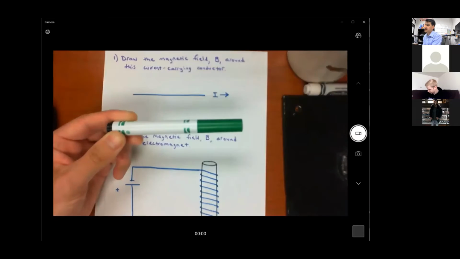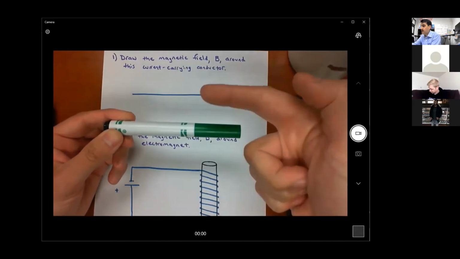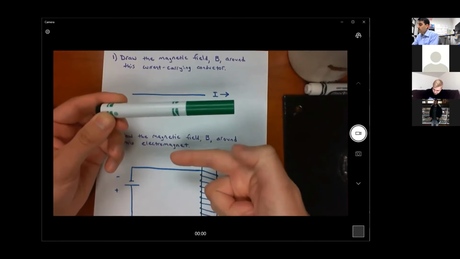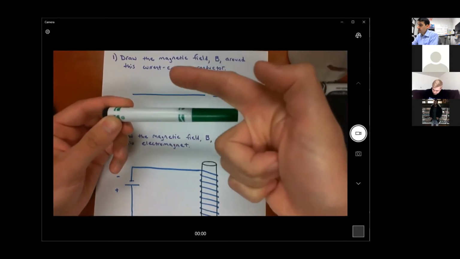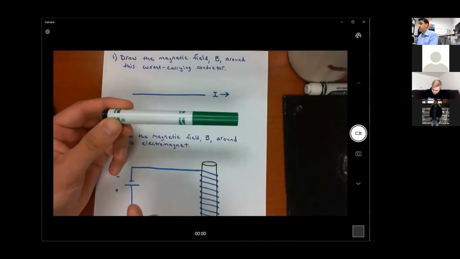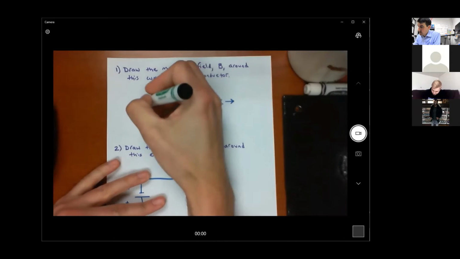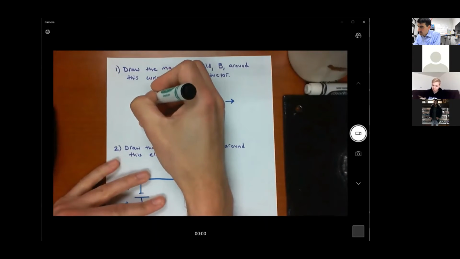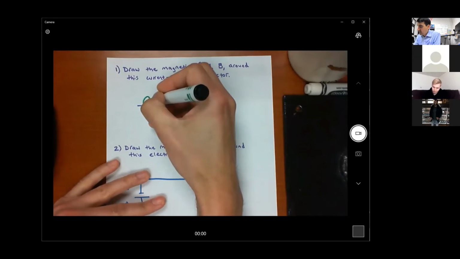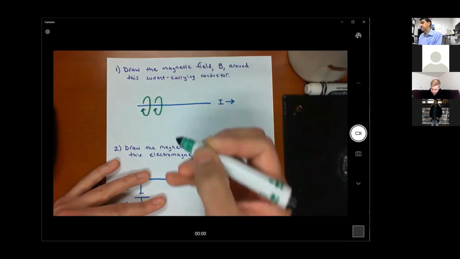So in this case, the field would be wrapping around the current carrying conductor like this. So it's going up and back of the conductor and then down in front, up and back of the conductor and down in front. So I need to draw that and show that. So it's going up and back of the conductor, then down in front, and then up and back again.